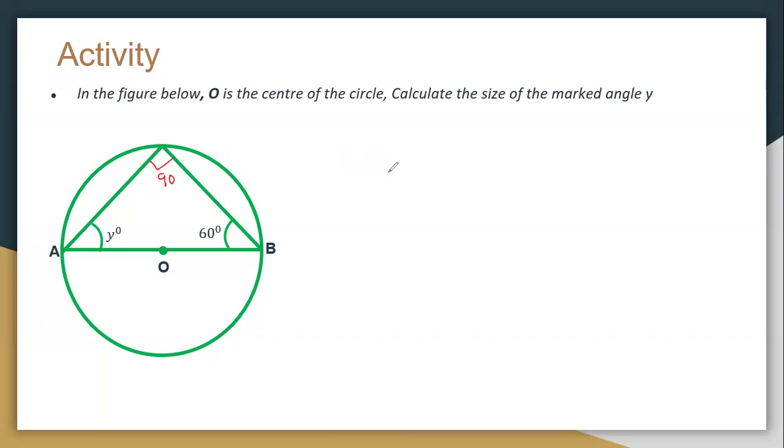Then, since angles in a triangle add up to 180, we are going to say y plus 90 plus 60 degrees is equal to 180 degrees. So y plus 150 degrees is equal to 180 degrees. So we shall say y is equal to 180 degrees minus 150 degrees. So our y will be 30 degrees. Okay. Thank you. That is correct.